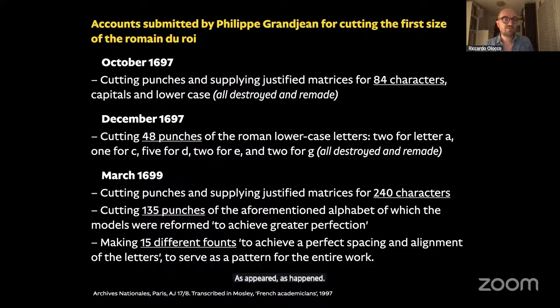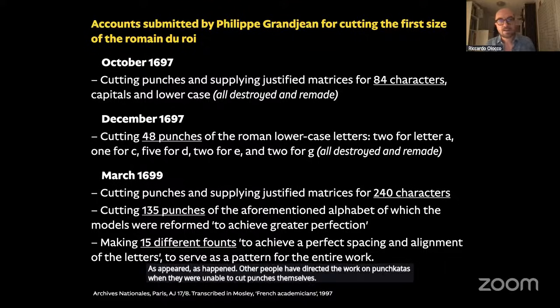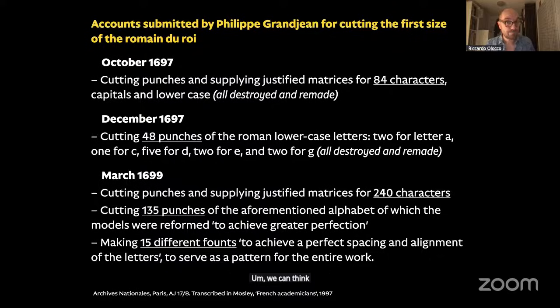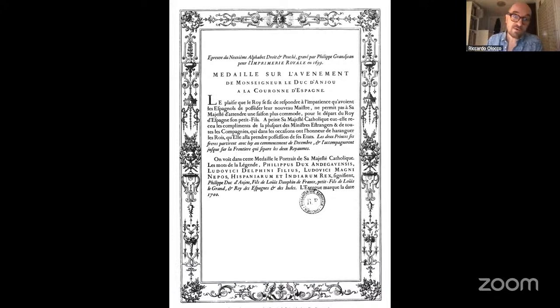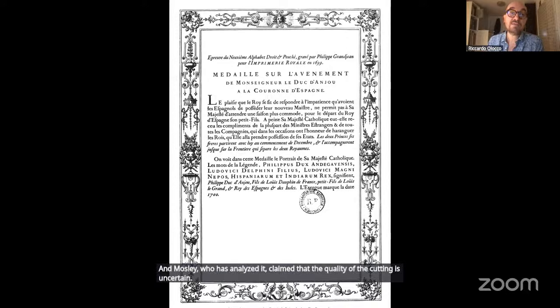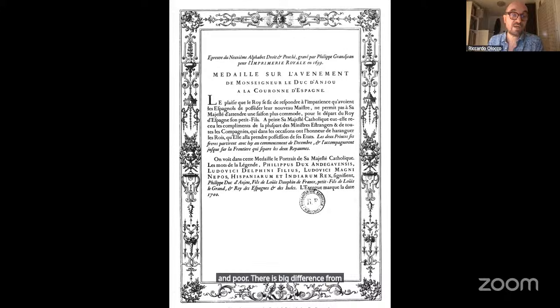However, we must say that the Romain du Roi is not the only case in history where this has happened. Other people have directed the work of punch cutters when they were unable to cut punches themselves. We can think about Arrighi in Rome in the 1520s, but also John Baskerville in Birmingham did the same 60 years after the Bignon Commission. A trial of the first version of the type has survived, just for printing. And Mosley, who has analyzed it, claimed that the quality of the cutting is uncertain and poor. There is a big difference from the Romain du Roi that was eventually released.